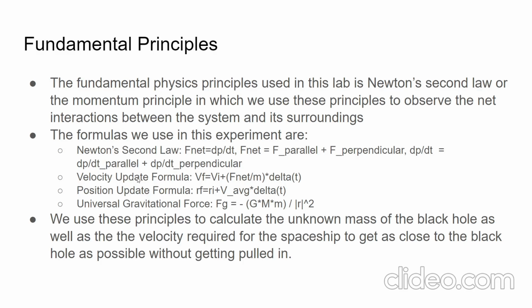We also use the velocity update formula, which is vf equals vi plus F net over m times delta t. The position update formula, rf equals ri plus v average times delta t. And the universal gravitational formula, which is Fg equals negative G times M m over r squared. We use these principles to calculate the unknown mass of the black hole, as well as the velocity required for the spaceship to get as close to the black hole as possible without getting pulled in.